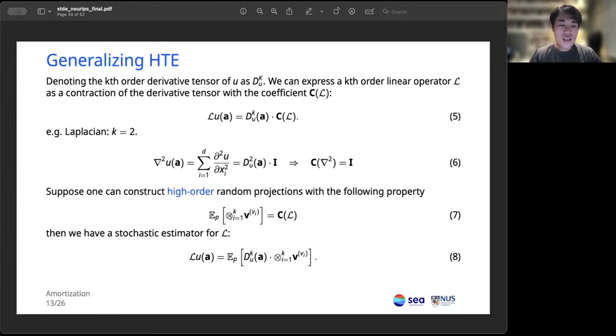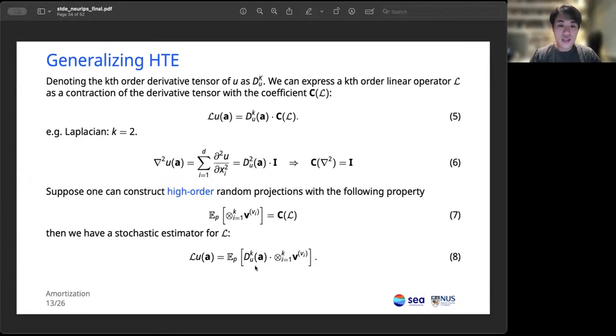So if we can find this distribution P that satisfies equation 7, then we can rewrite the action of L on a function U as such, which is equation 8. In the paper, I've shown that there is a way to find this P, so I'll not go into the detail here. But the main point is that now we get this expression 8, so we can rewrite the action of L on function U as an expectation.